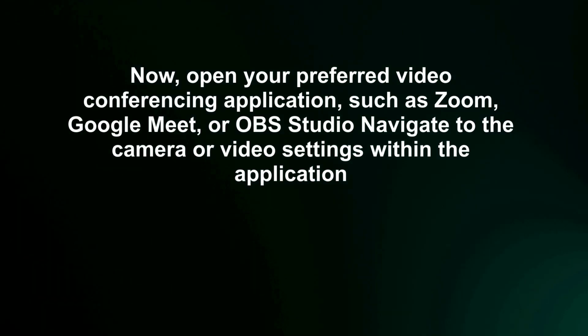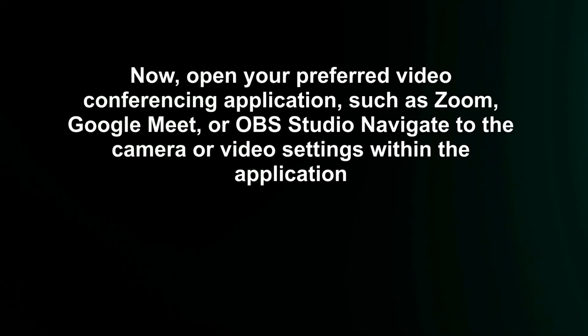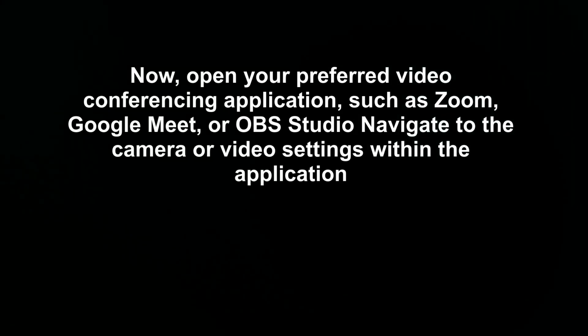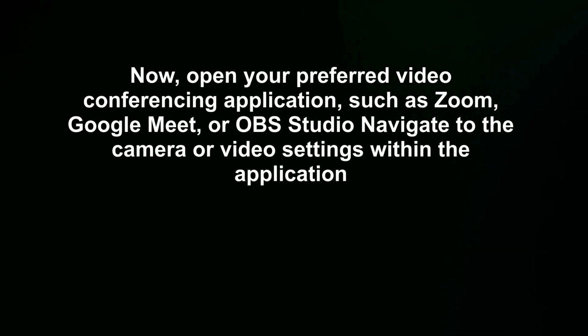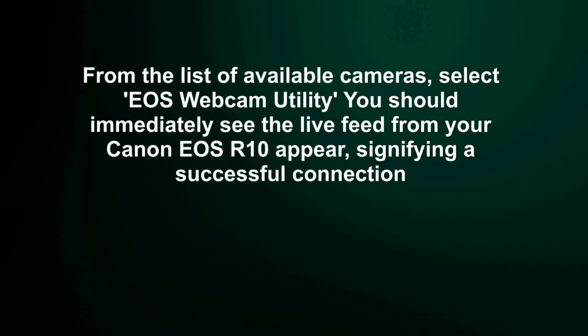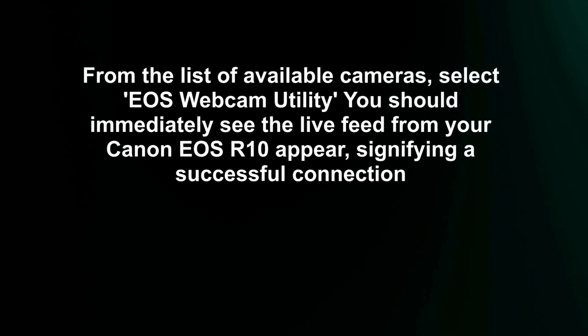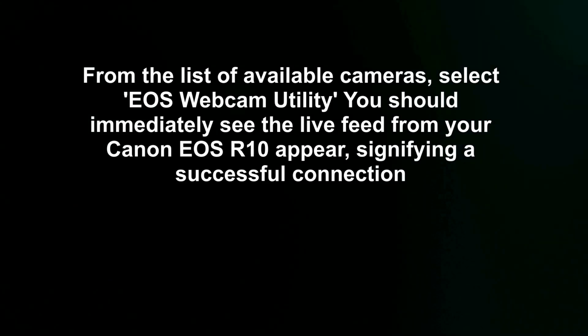Now, open your preferred video conferencing application, such as Zoom, Google Meet, or OBS Studio. Navigate to the camera or video settings within the application. From the list of available cameras, select EOS Webcam Utility. You should immediately see the live feed from your Canon EOS R10 appear, signifying a successful connection.